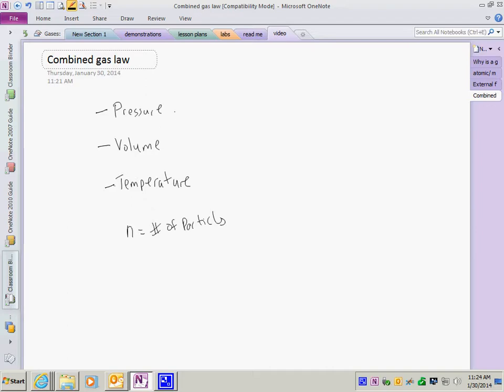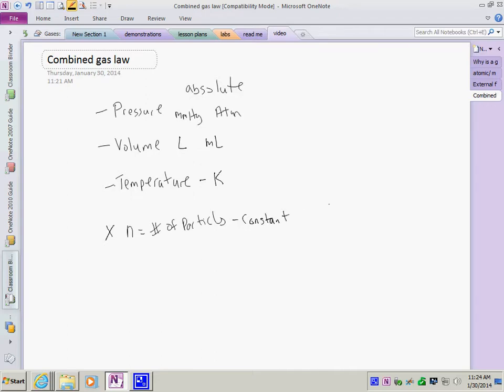You can use any unit you want for pressure, as long as it's an absolute scale. So we can use millimeters of Hg as a unit of pressure, or atmospheres. Volume would be liters or milliliters. It doesn't matter as long as I'm consistent. Temperature, however, has to be in Kelvin, and I'll show some examples of that in a moment. But we will not be dealing with number of particles. That is going to be constant.